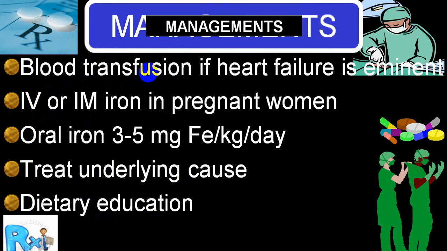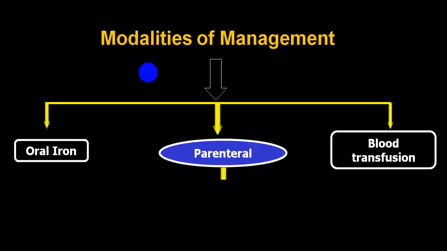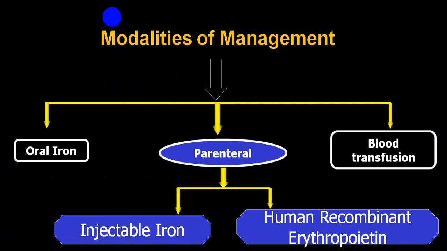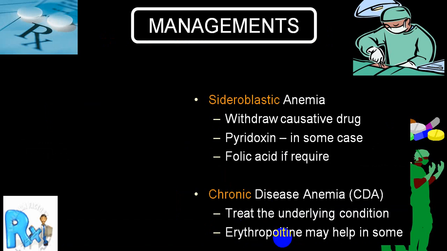We call it a decompensated person, and if there is early heart failure, then blood transfusion may be given, mainly in the form of packed cells. So oral iron, parenteral iron, and blood transfusion. Also, you can add EPO, erythropoietin, if required, particularly in a person who has defective erythropoietin production or where EPO is ineffective.